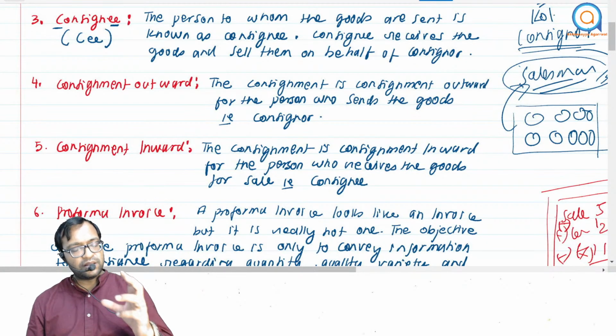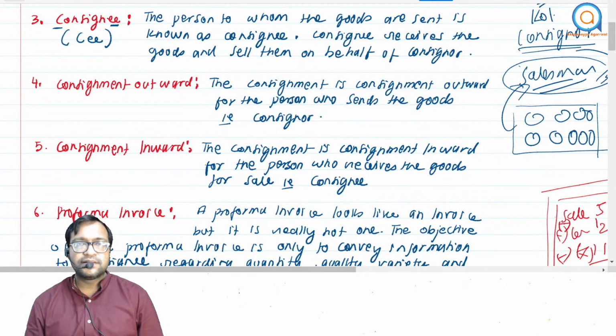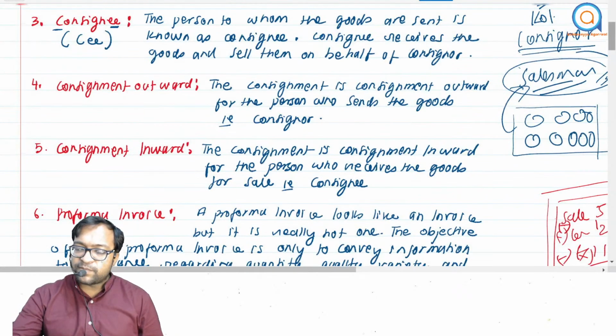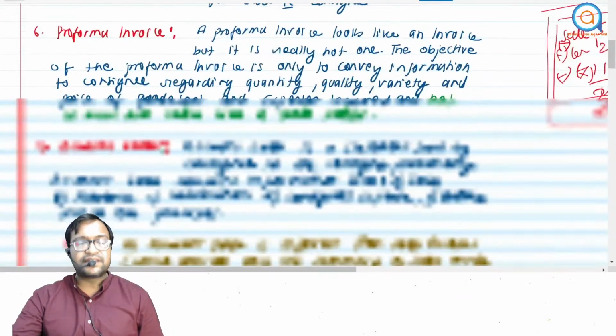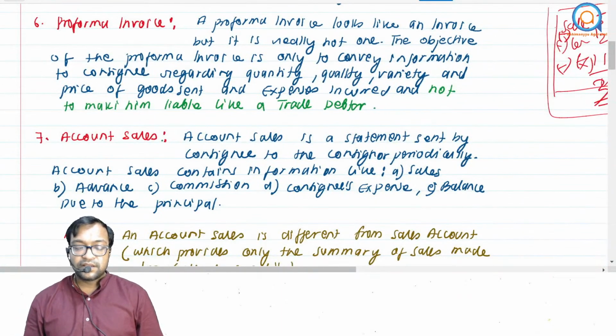Now there is an instrument called pro forma invoice. What is a pro forma invoice? It looks like an invoice, but it is not an invoice. It contains information regarding the goods like quantity, quality, variety, and the price of the goods.